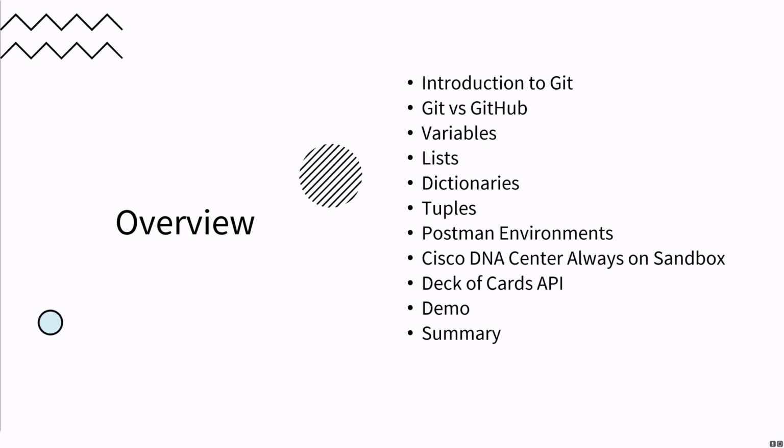We're going to cover Postman environments, how they're used, and how we can use them to store our variables. I'm going to introduce you to the Cisco DNA Center always-on sandbox available on the internet. The Deck of Cards API, which is a great tool to practice coding, scripting, and testing it against a real API. We'll do a quick demo, and finally we'll move into our summary.